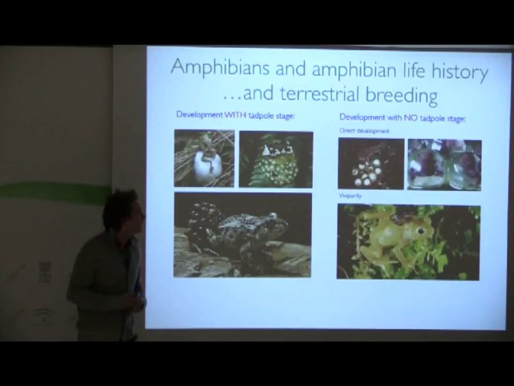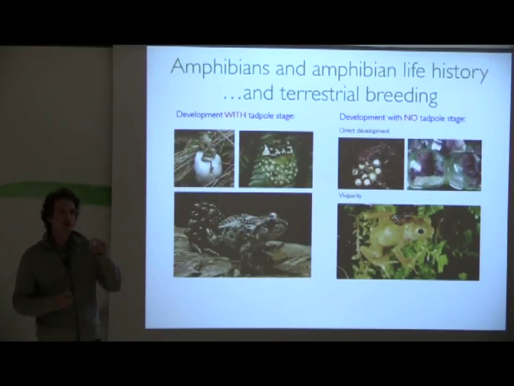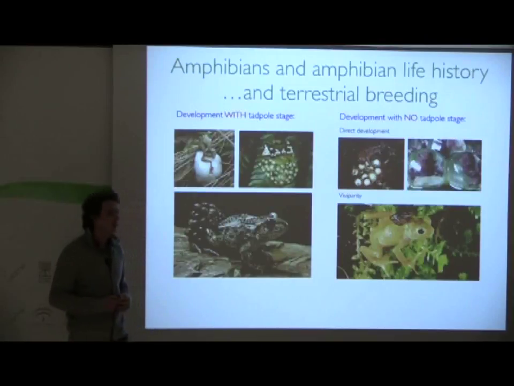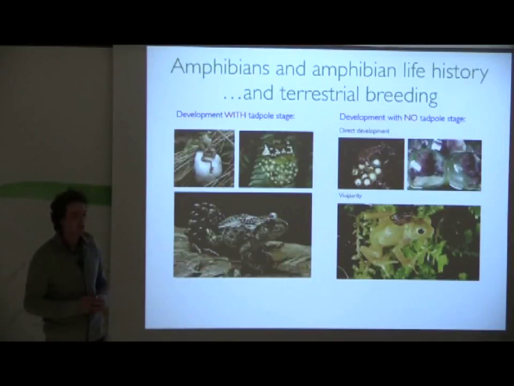So these are things like direct developing frogs that lay eggs on land, and from these hatch tiny, miniature, perfectly formed adults. And in very rare cases, in anurans at least, you have viviparity, so the giving birth of live young. So they've completely skipped the tadpole stage.